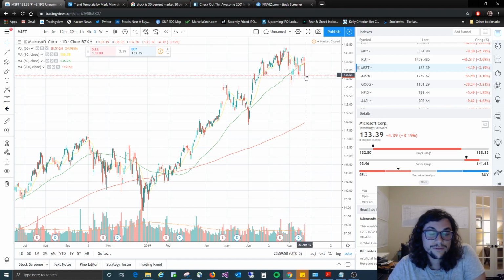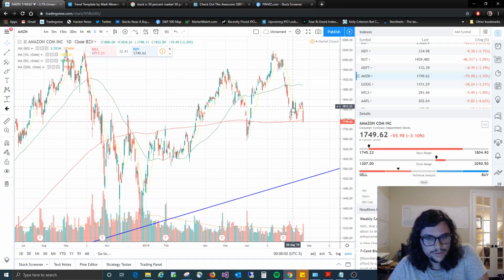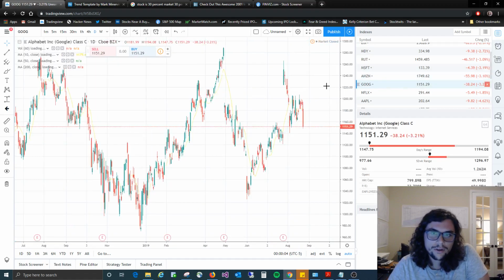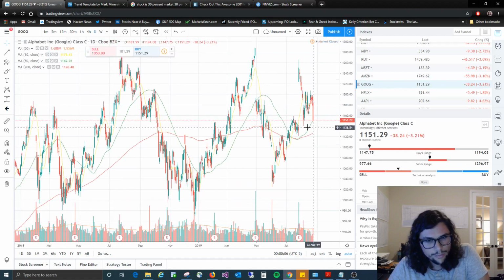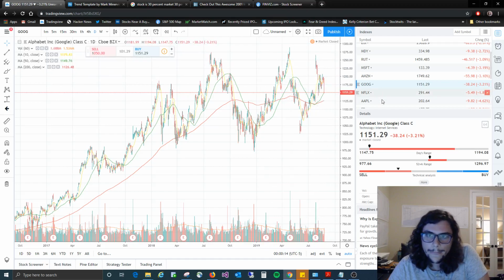Microsoft just broke its 50-day moving average. Amazon is below the 50-day moving average here. Google's actually above it, but Google's pretty much been going sideways, just like the indexes have. It hasn't really been going up. If you'd bought it, you'd be down, then you'd be up, down, up.